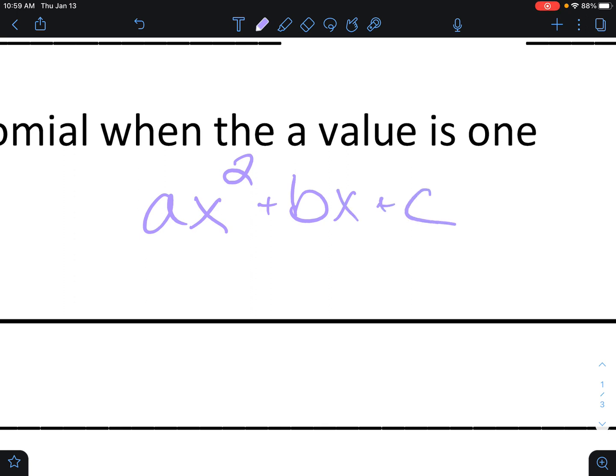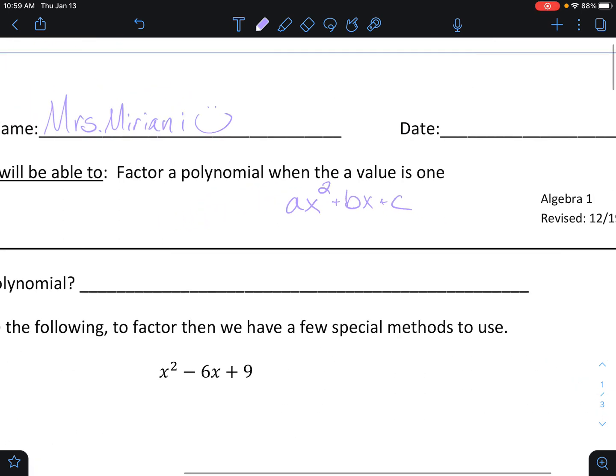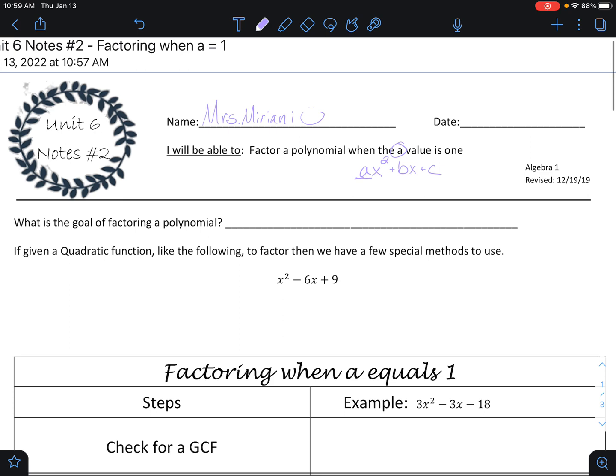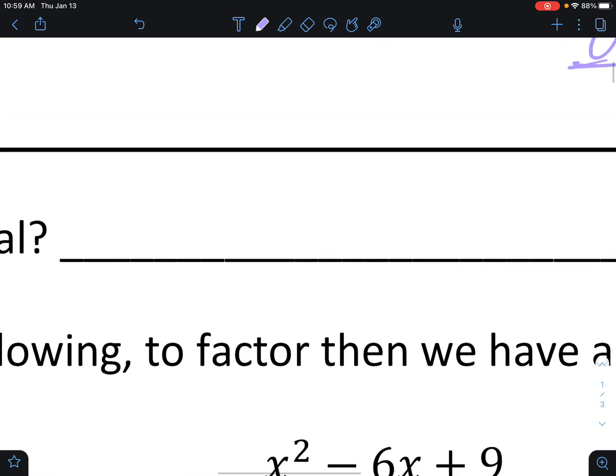And remember, we did the opposite of b over 2a, and we looked at those to find the vertex of our parabola. So that's basically where I'm getting whenever I say the a value is 1. This first number will always be a 1. Alrighty, and we're going to be factoring those today. So what is the goal of factoring a polynomial? Okay, we are doing the inverse of multiplying.